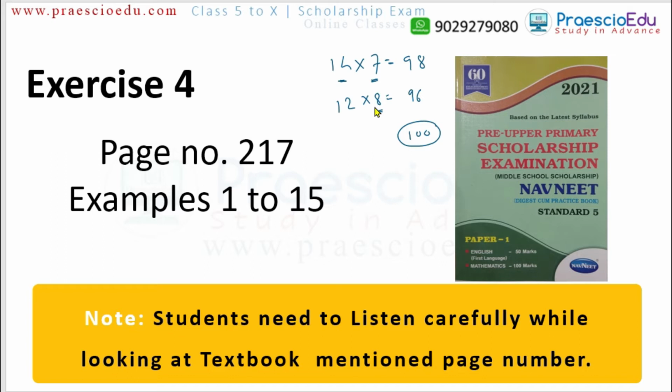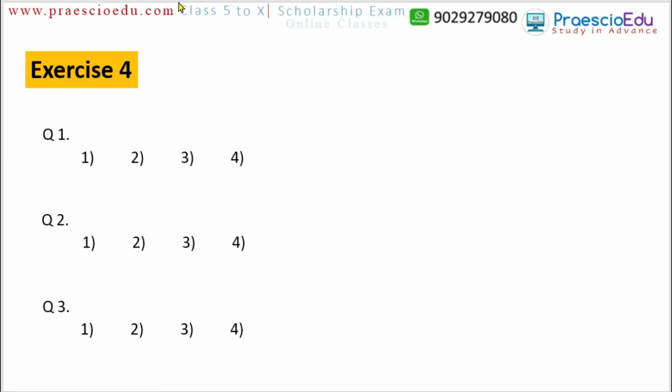Earlier we already saw how many times a digit occurs from 1 to 100. Now we will see exercise number 4. Question number 1: how many two digit odd numbers are there in all? Only the two digit numbers, means 10 to 99. We have to think about only this much.